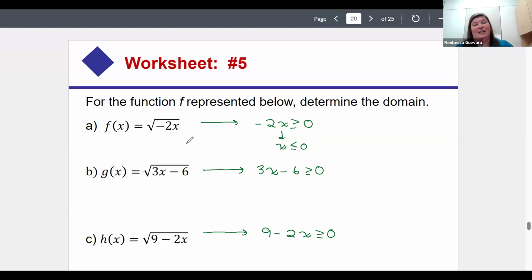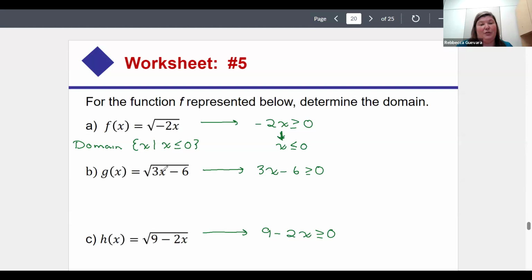However, if x is negative 1, so it is a negative number, negative 2 times negative 1, well, that'd be positive. So in this case, it wasn't so much trying to solve an equation, it's just sort of thinking about it, that if I have that negative 2 there, the only thing that's going to turn into a positive is making sure my x's are negatives. So my domain is just x values that are less than or equal to 0.